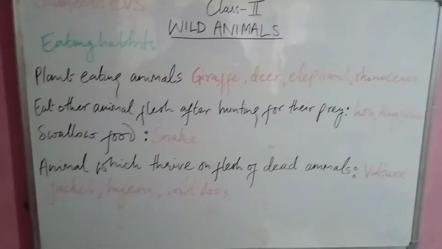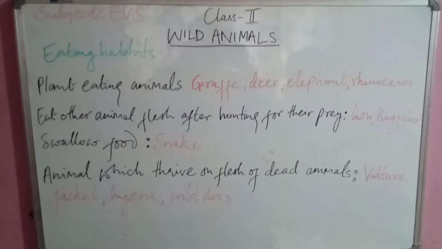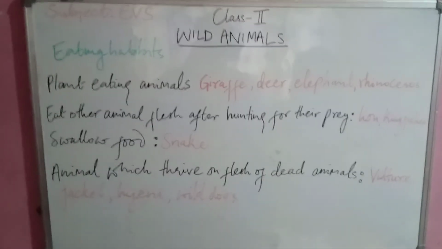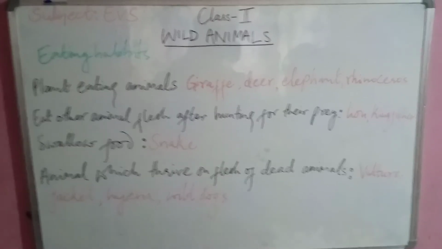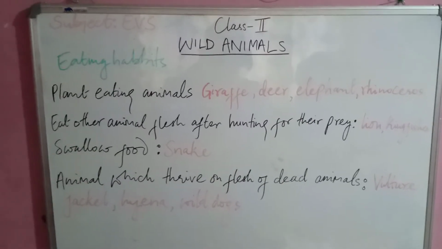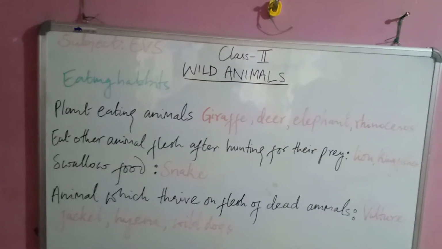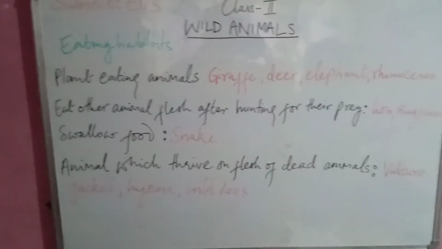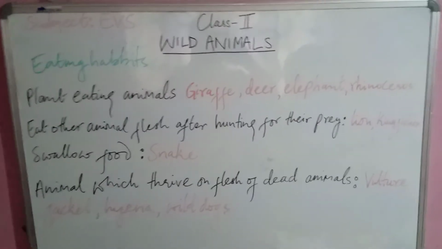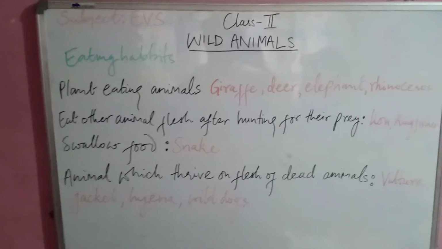Moving on. So the eating habits of these wild animals. There are plant eating animals. I have written here giraffe, deer, elephant, and rhinoceros. Why? Because they eat only plants, nothing other than plants. They just survive on plants and water.